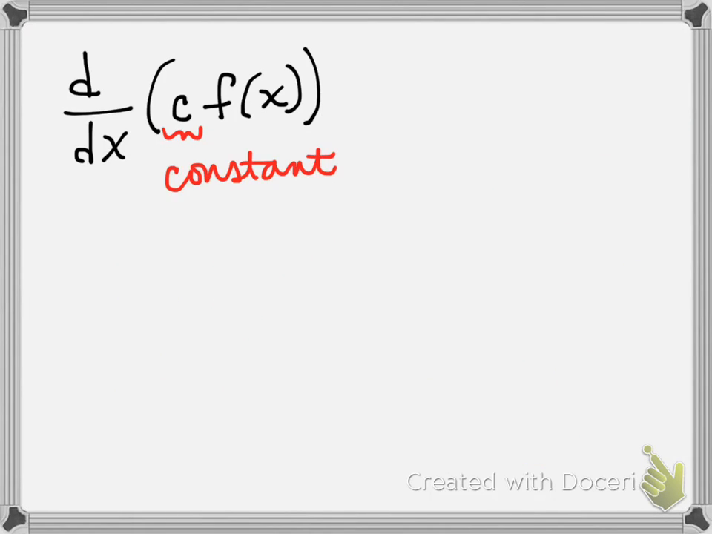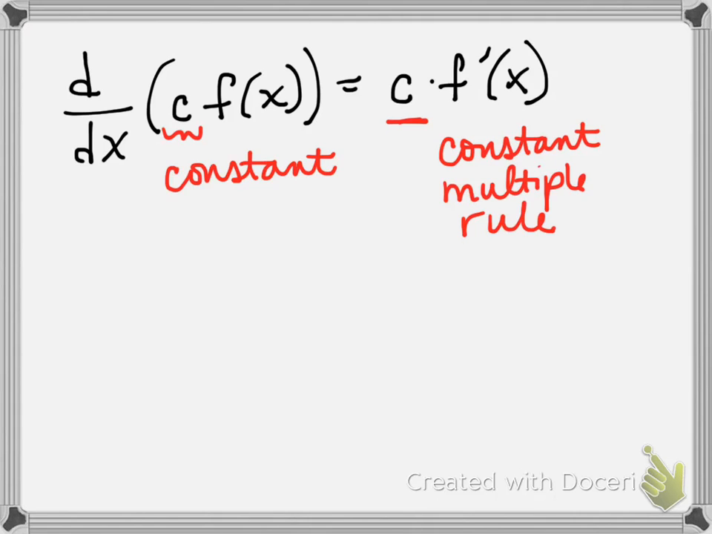If we take the derivative of c times f of x, where c is a constant, like the derivative of 2 times f of x, or the derivative of square root of 5 times f of x, this is the same thing as leaving that constant alone, pulling it out in front, and taking the derivative of f of x itself. So the derivative of c times f of x is c times the derivative of f. This is called our constant multiple rule.